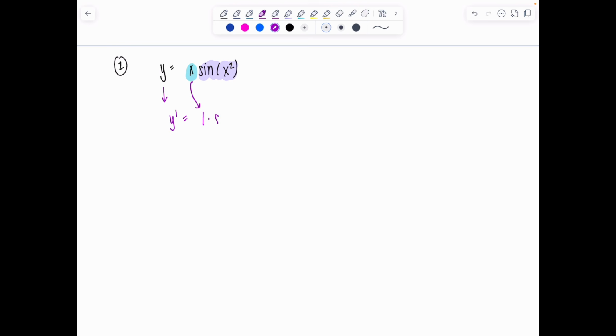Now you're going to leave sine of x squared alone. Plus, now x, it's not your turn. We already took your derivative. Okay, what's the derivative of sine something? It's cosine something. Don't take the derivative of what's inside yet. This is where a lot of students mess up. Then you multiply, applying the chain rule. Now it's time to multiply by the derivative of x squared, which is 2x.